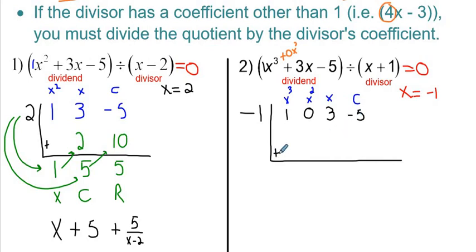Inside the box, we are going to add. So 1 plus nothing is 1.